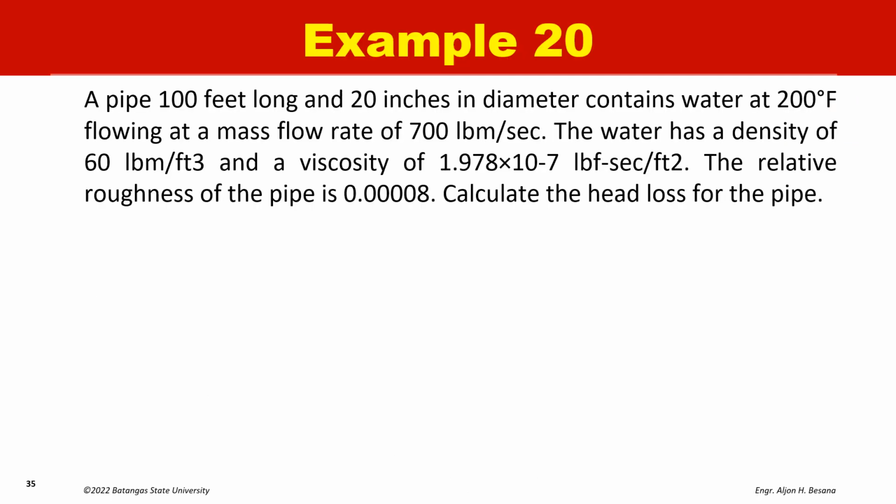So we already obtained all the necessary values. Again, our frictional head loss formula is equal to the friction factor multiplied by length over diameter, multiplied by velocity squared over 2g. Our friction factor is equal to 0.011. Our length is 100 feet.